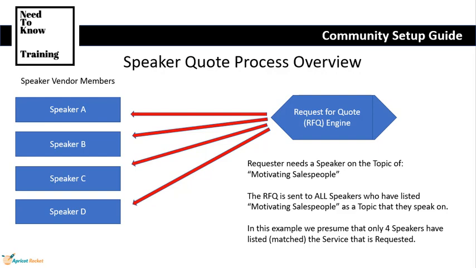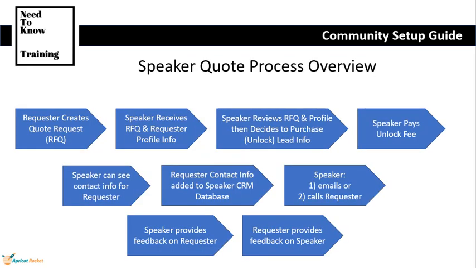Now, I'm going to provide this process flow list of what the process is going to look like, and then I'm going to show you the essential steps. The first thing is that somebody wants to make a request, so they're the requester, and they create a quote request, or an RFQ, a request for quote, using the quote engine.